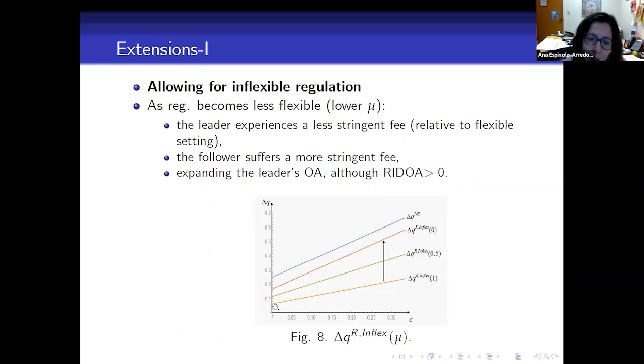And then I am presenting different leader's output advantages considering different values of mu, which is the degree of flexibility. So when mu is equal to 1, we are in the first best case, in which the regulator sets an emission fee for the leader and the follower in the first and the second stage. Now as the regulator becomes more inflexible, in the sense that she is able to set only one fee, we can see that the effect of regulation on the leader's output advantage decreases. It's still below the case of no regulation, so the regulation still affects the leader's output advantage, but not so dramatically as when the regulator is able to set a different emission fee for the leader and the follower.